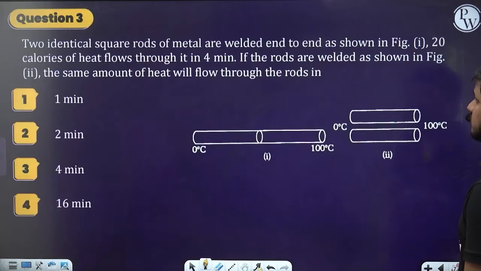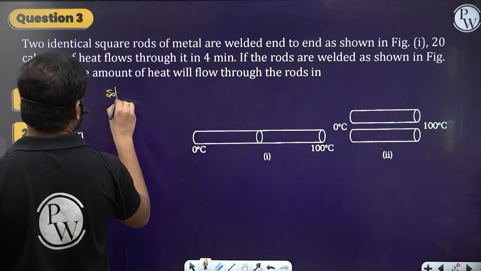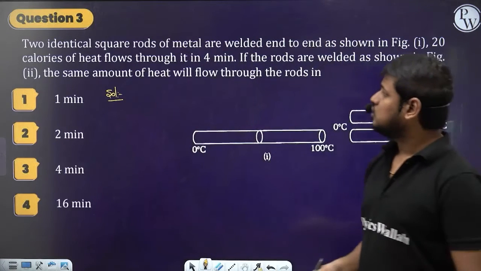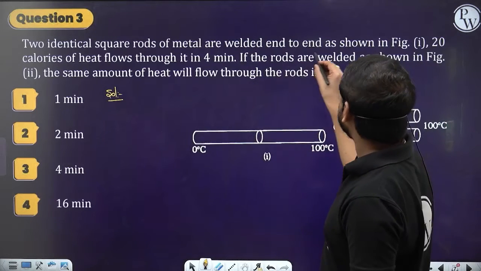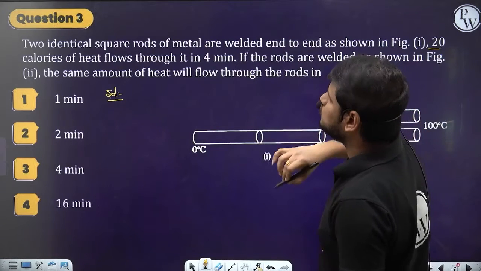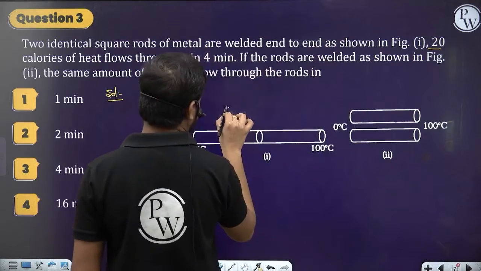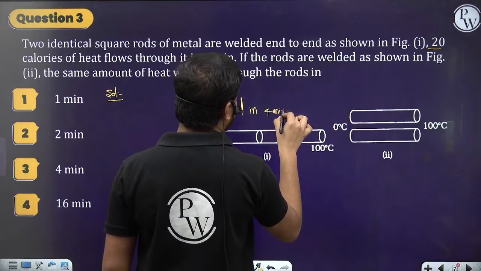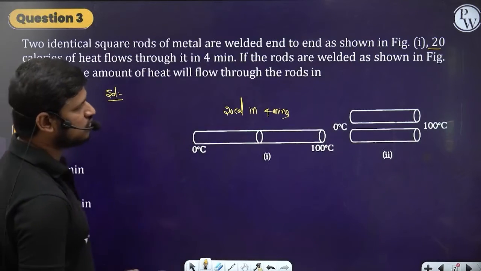So we got one more question. Let's try this question on your own. What does the question say here? Two identical square rods of metal are welded end to end as shown in figure 1. 20 calories of heat flows through it in 4 minutes. Then if the rods are welded as shown in figure 2, the parallel combination.